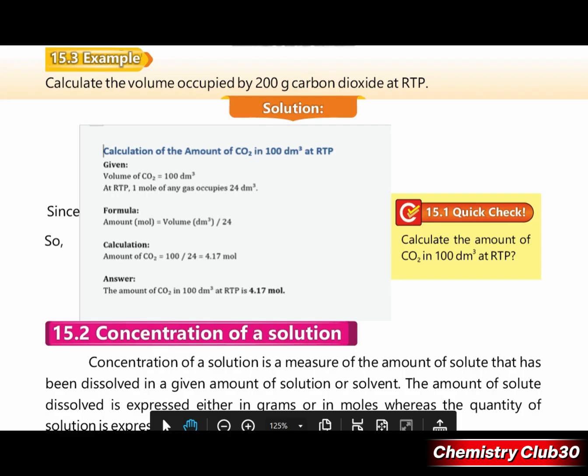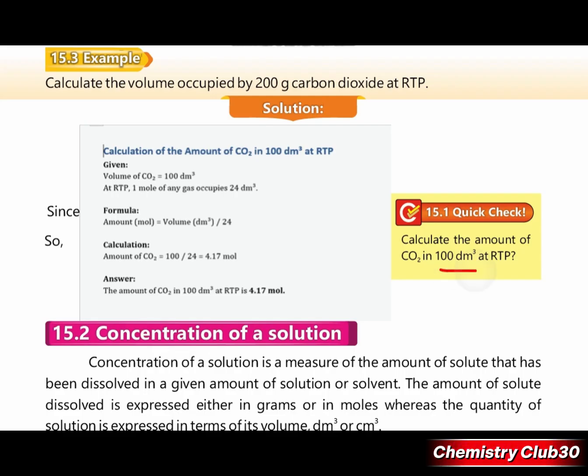The first quick check of this chapter, 15.1, is: calculate the amount of CO2 in 100 dm cube at room temperature and pressure. In this problem, the amount or number of moles has to be calculated, and the volume of carbon dioxide, 100 dm cube, is given. So its solution is given here.